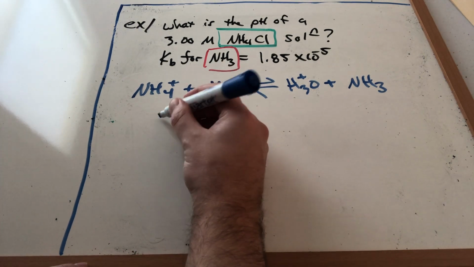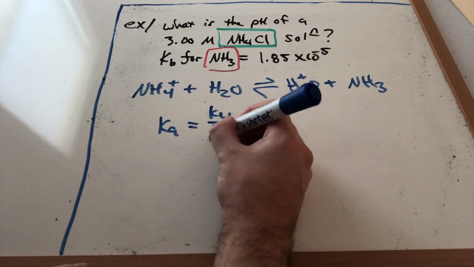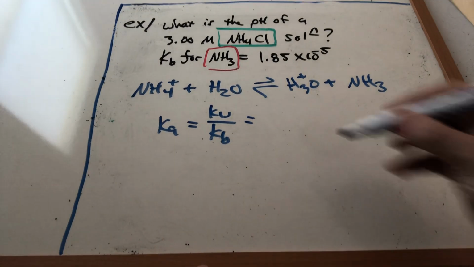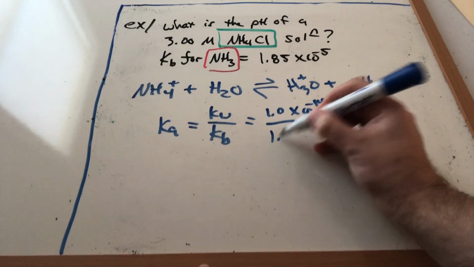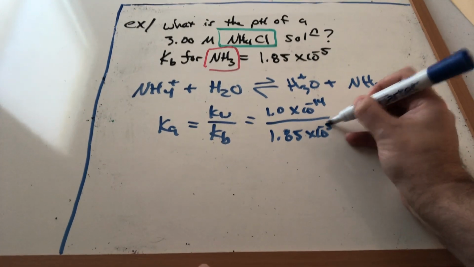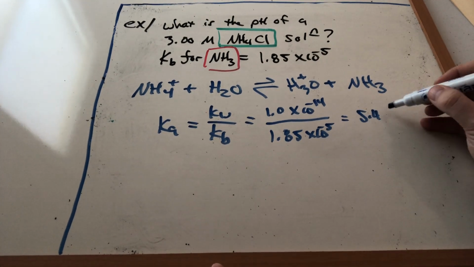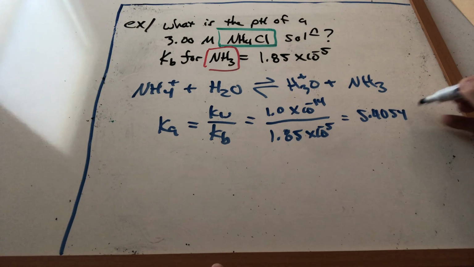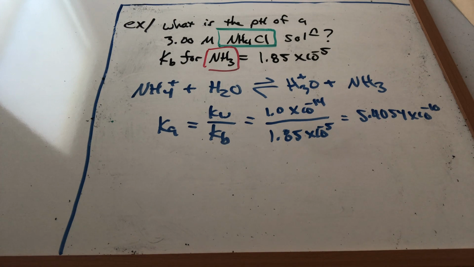Ka times Kb is Kw, so Ka is Kw divided by Kb. So it's 1.0, sorry, times 10 to the minus 14 divided by 1.85 times 10 to the minus 5, right? And so what we get out here is 5.4054 times 10 to the minus 10. This is Ka for NH4 plus. All right. Keep track of significant figures. There would be 2 significant figures there.